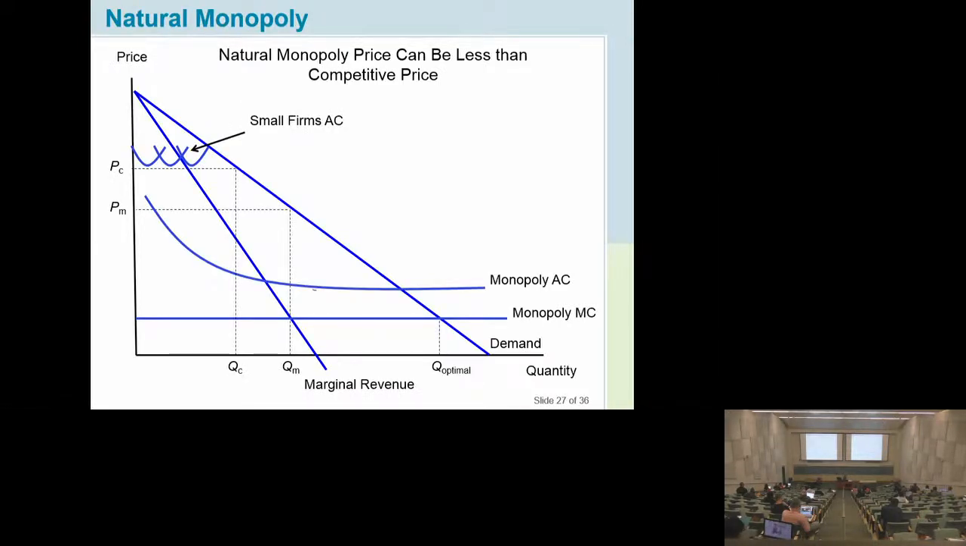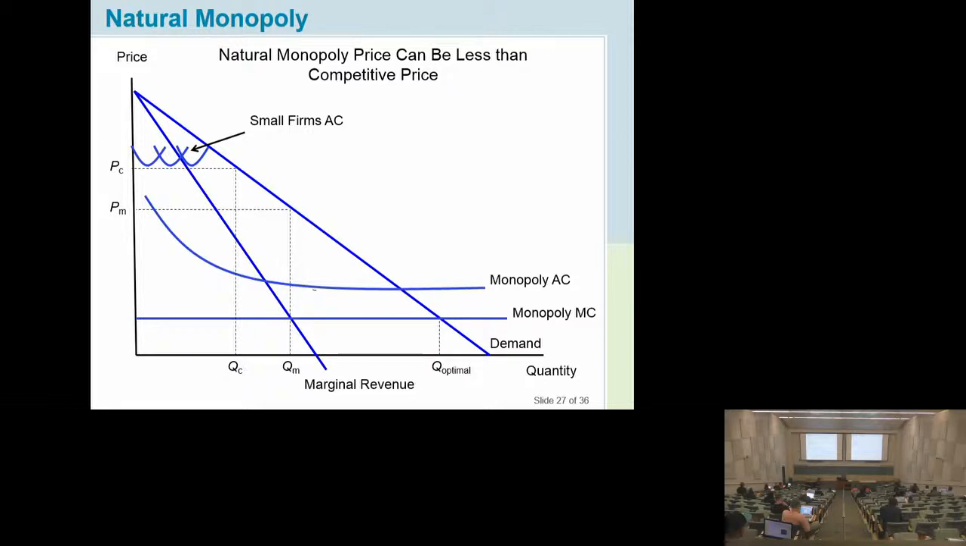Now you could have a bunch of firms producing it, and then you have those little bowl-shaped average cost lines for a bunch of firms producing the product, and you'd have to charge a lot more, just like my graph down here in your lower left. Okay, so we don't want that. We'd rather have the price be lower to everybody and more quantity, so yeah, that's a natural monopoly.